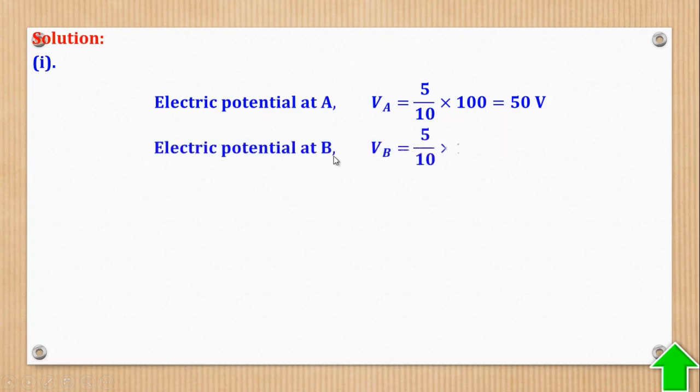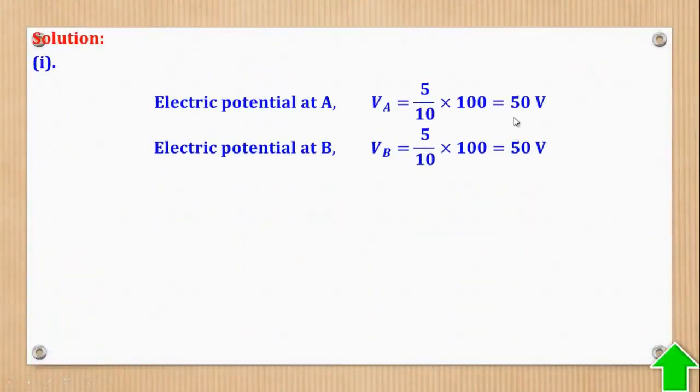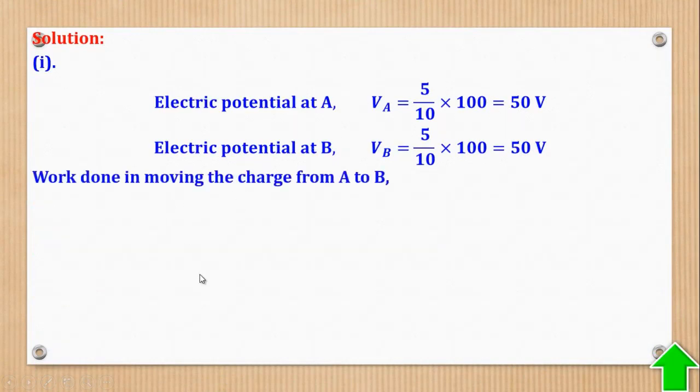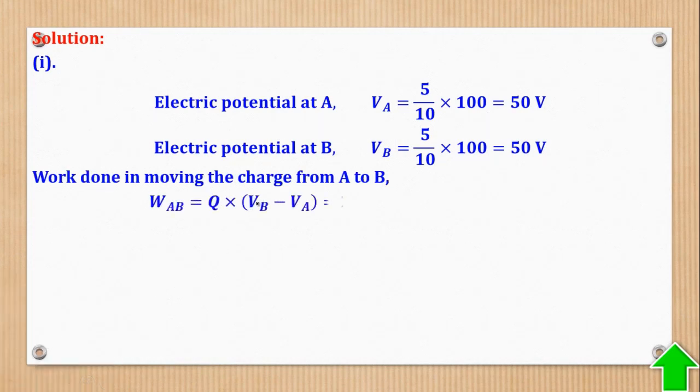And the same applies to B because they said it is parallel, meaning that the distance from here to here is the same distance from here up to here, which is 5. So both are at a potential of 50 volts. Therefore, work done will be charge times potential difference, which will be 0 joules. So in other words, there is no work done.